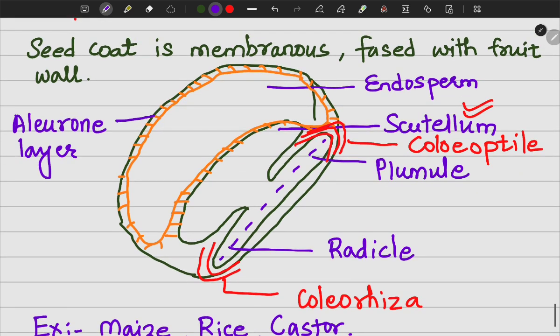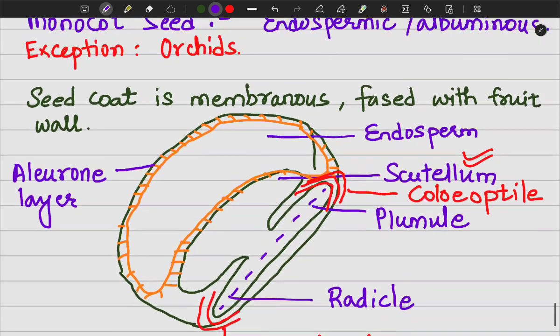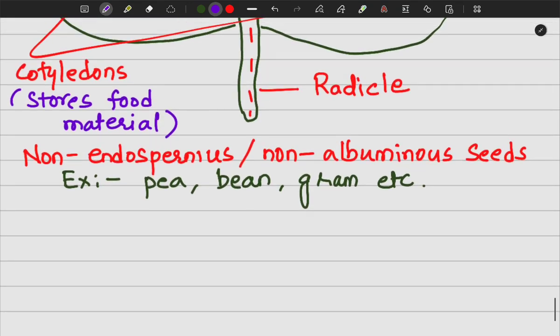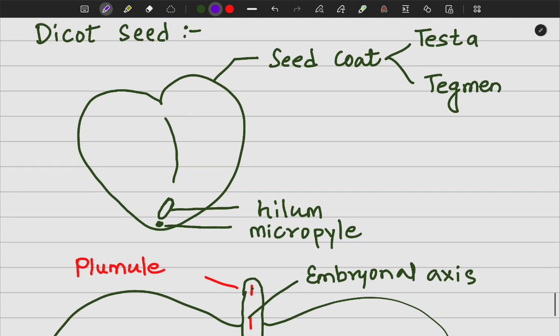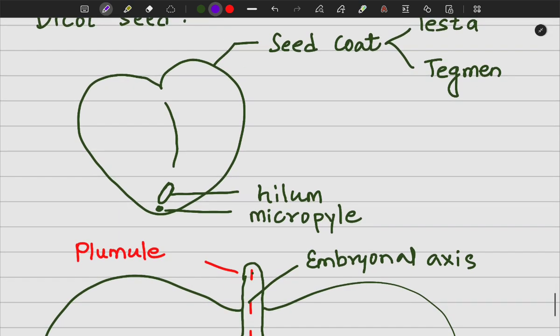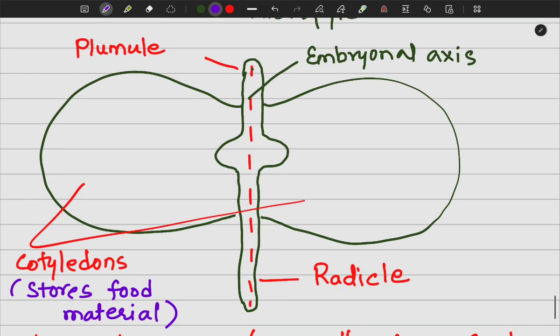Alright, so this completes the session about the seed and the types of seed, along with the examples and the diagrams and their structures.